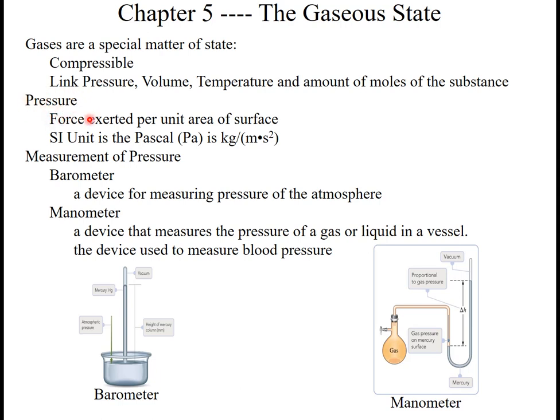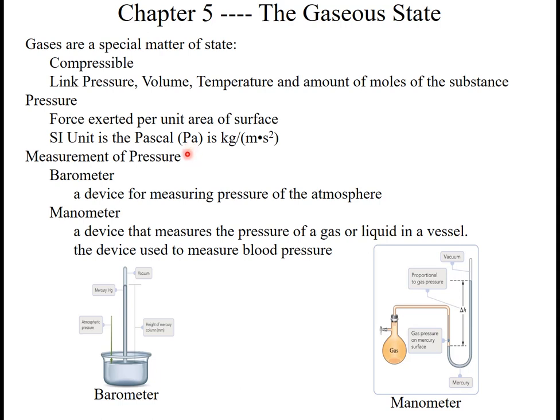Pressure is simply the force exerted per unit of surface. So if you push on a surface, the size of your hand or the size that's making contact with the wall times the amount of force that you're pushing is the pressure that you're applying to that surface. The SI unit is pascals, which is kilograms per meter times seconds squared. However, we do not typically use pascals in chemistry. We use something called atmospheres and millimeters of mercury.